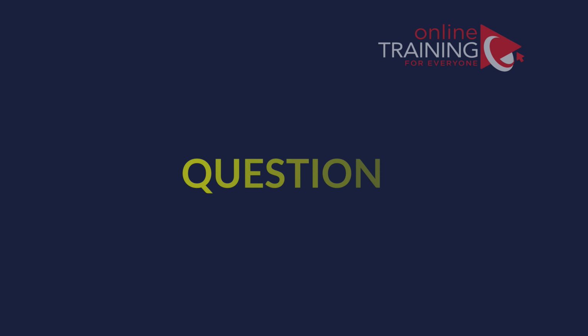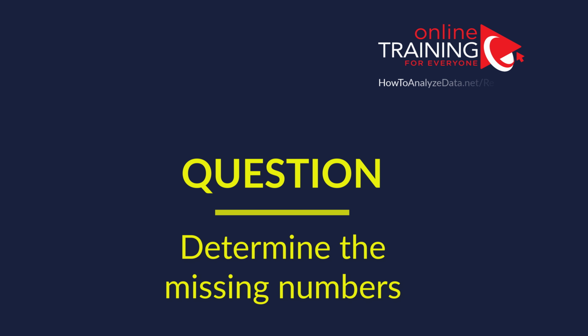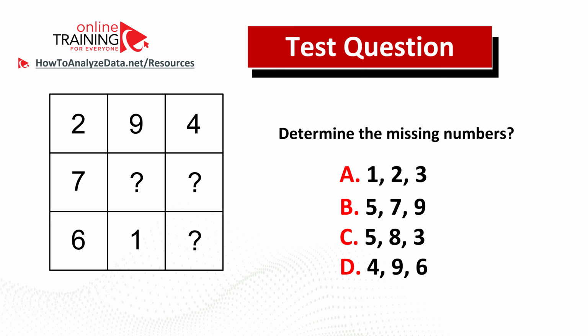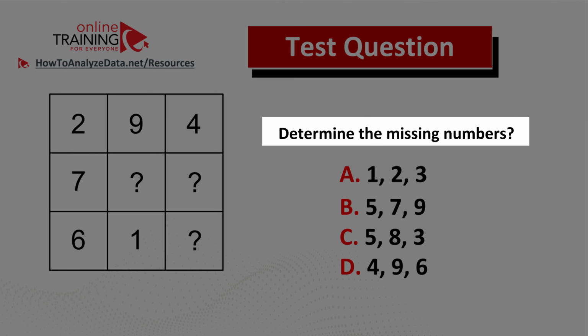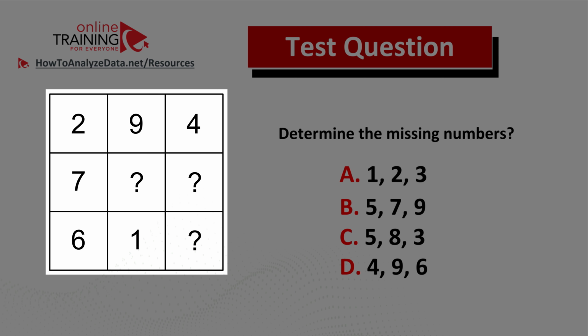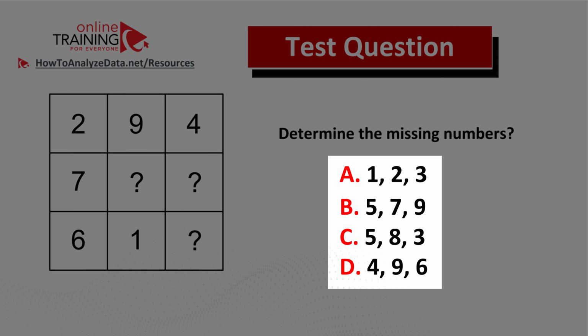And now, let's go ahead and get started and jump straight to the questions. Here's the tricky question from the real test, but somehow I have a feeling that you might come up with the answer. Determine the missing numbers. You have a square which has 9 numbers, and 3 out of 9 numbers are missing. And you have 4 different choices.